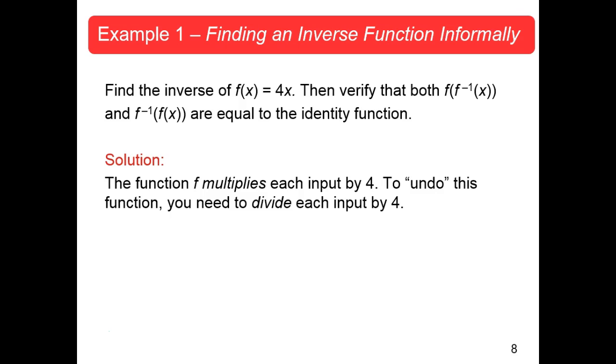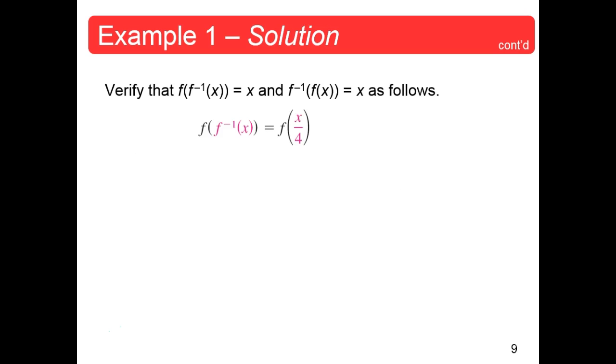Since the function f multiplies each input by 4, to undo that function, you need to divide each input by 4. So your intuition was pretty good, okay? That the inverse function of f of x equal 4x might be x over 4. Let's verify it and see if it's true.